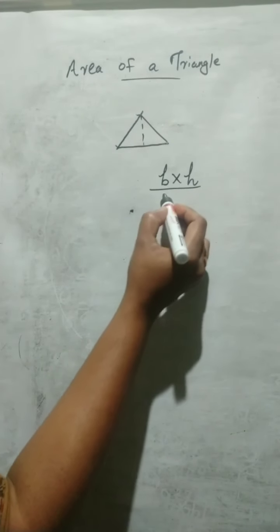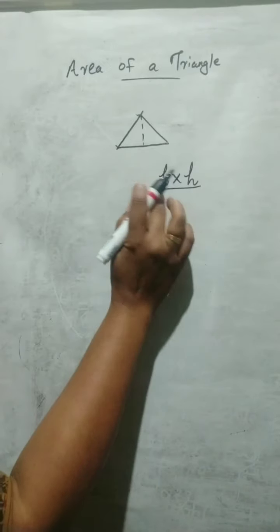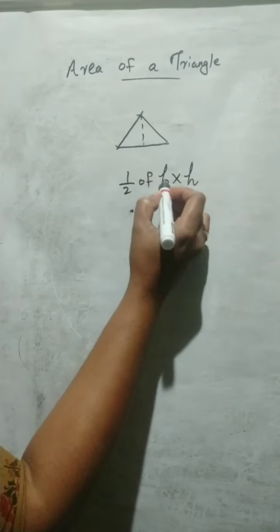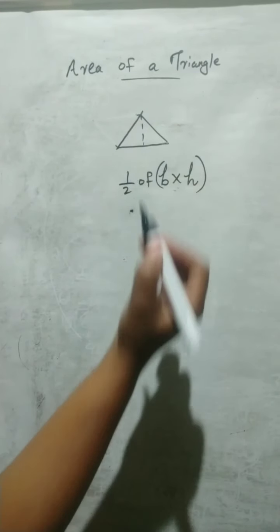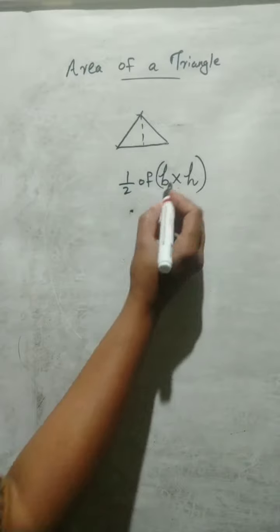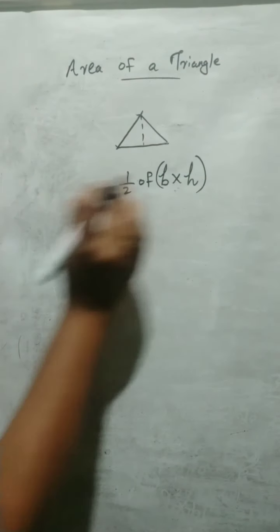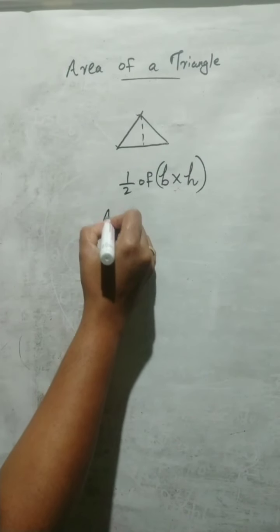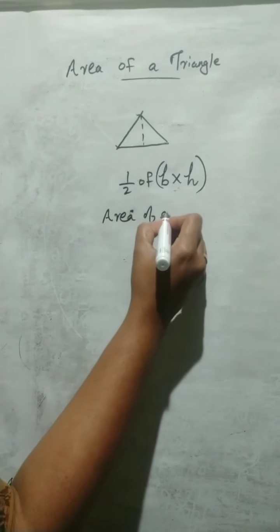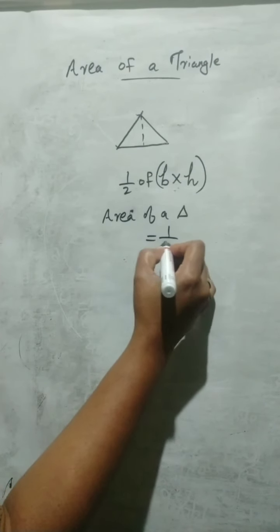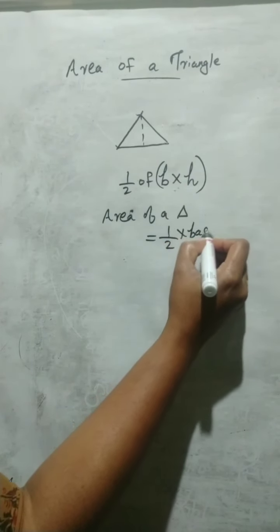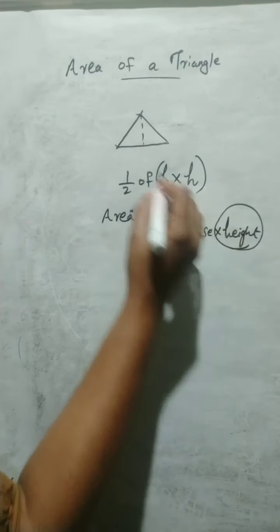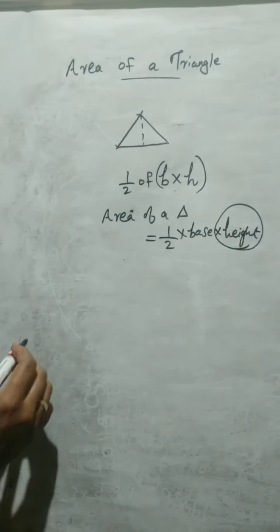So find half of this product. Half of breadth times height. So, not breadth, base. Base times height. Clear? So now we can say the area of a triangle is equal to half into base into height. Okay. Height is the altitude of that triangle.